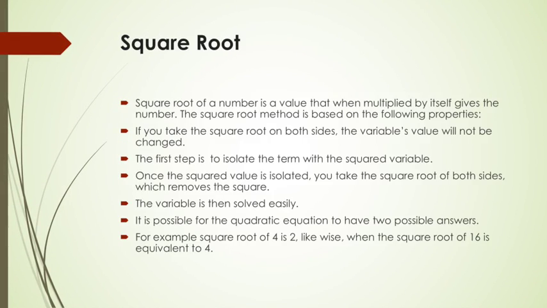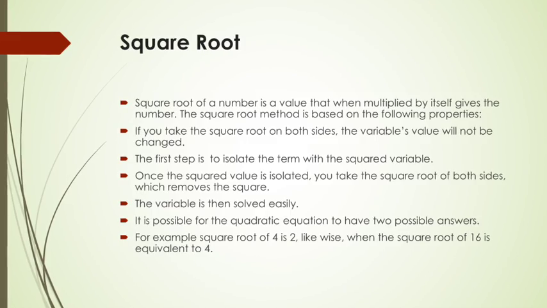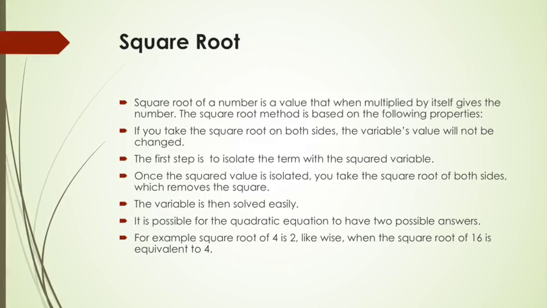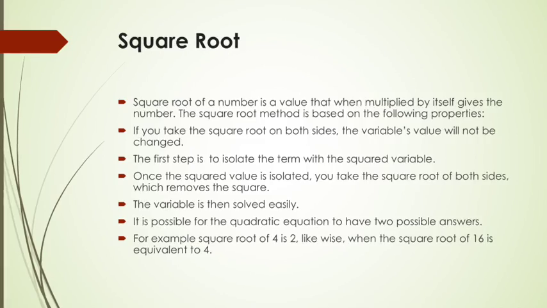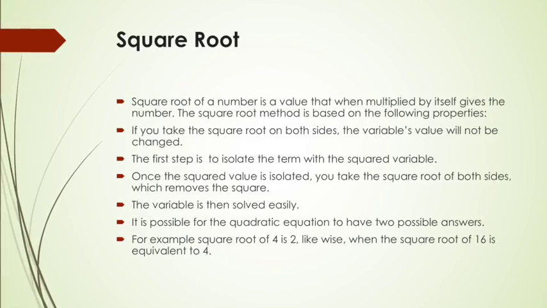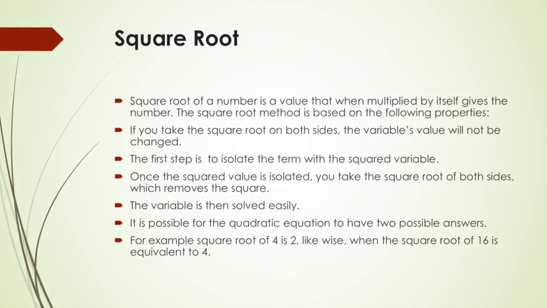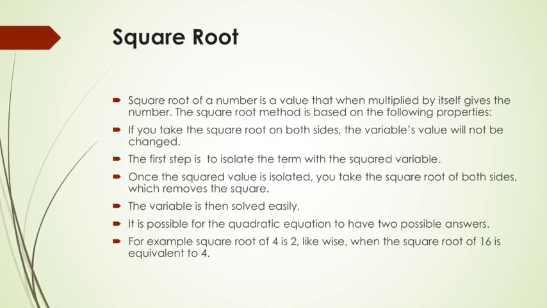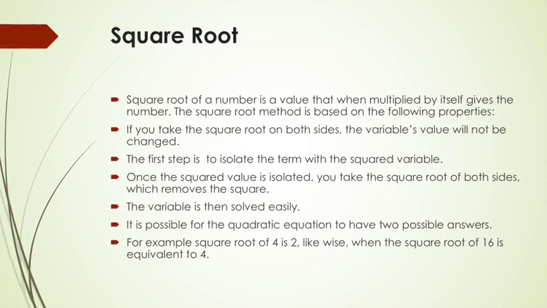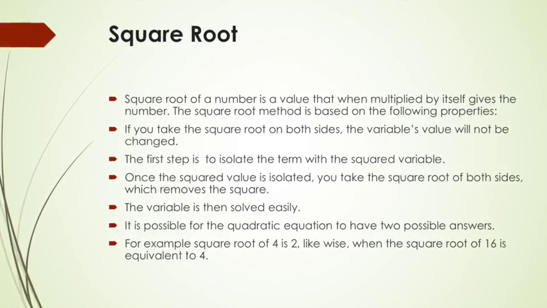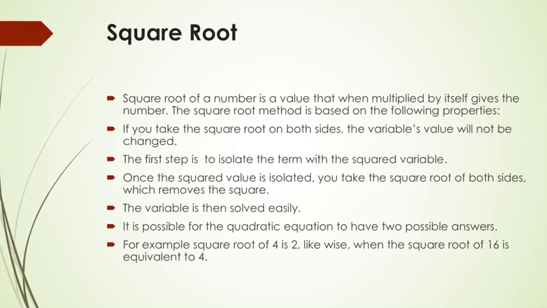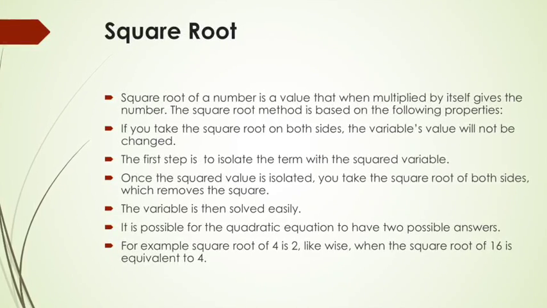The square root of a number is a value that when multiplied by itself gives the number. The square root method is based on the following property: if you take the square root on both sides, the variable's value will not be changed. The first step is to isolate the term with the squared variable. Once the squared value is isolated, you take the square root of both sides, which removes the square. The variable is then solved easily.